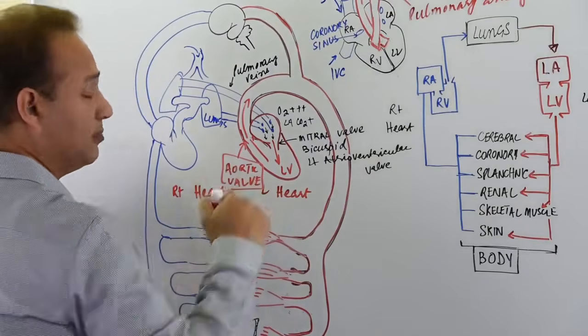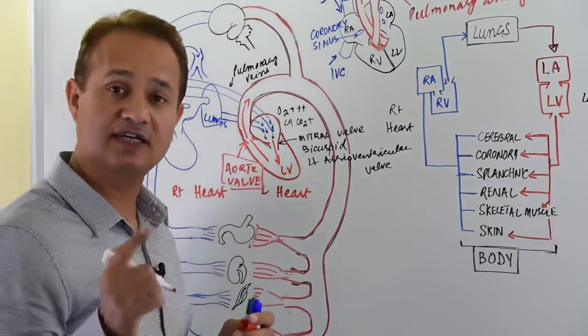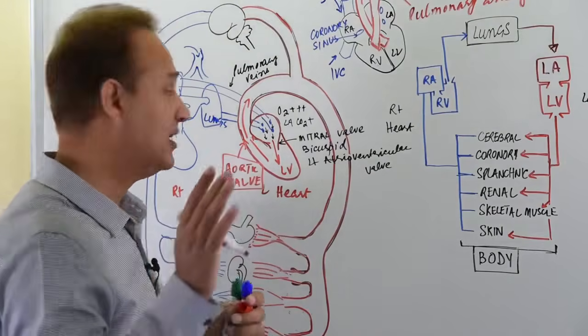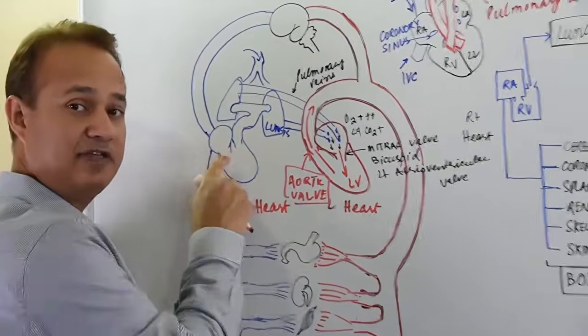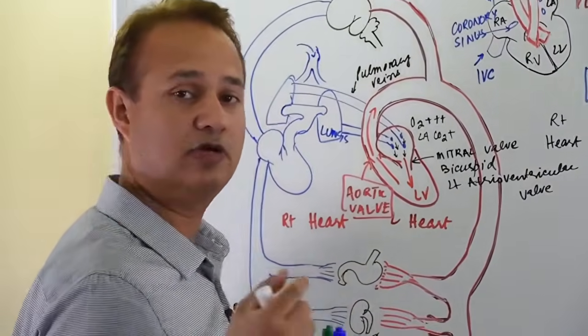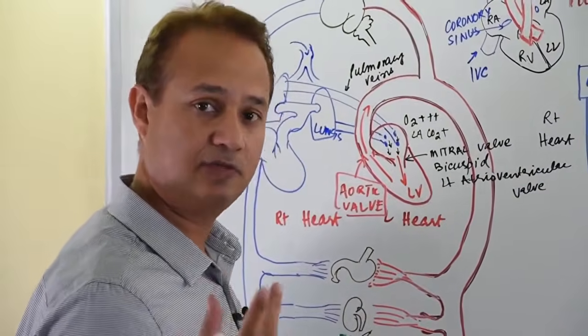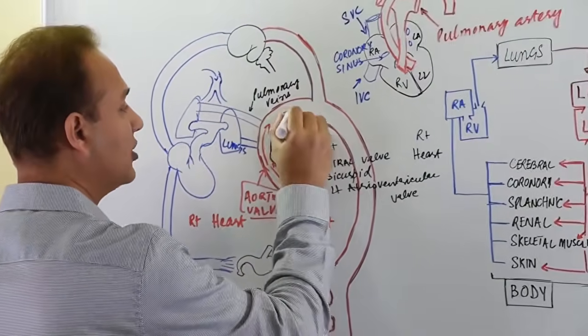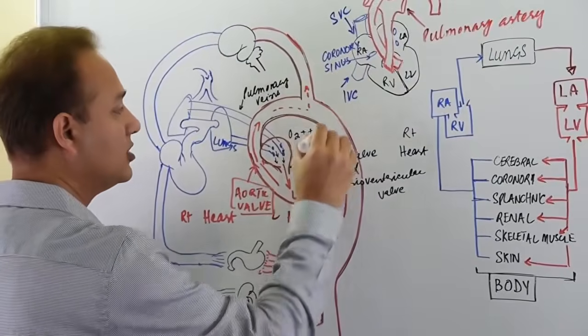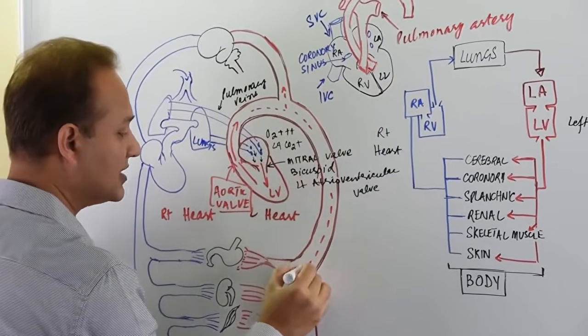The right AV valve is traditionally called the tricuspid valve, although the aortic valve is also tricuspid and the pulmonary valve is also tricuspid. Anyway, so the blood comes out into the aorta. From here, it goes to the systemic tissues.